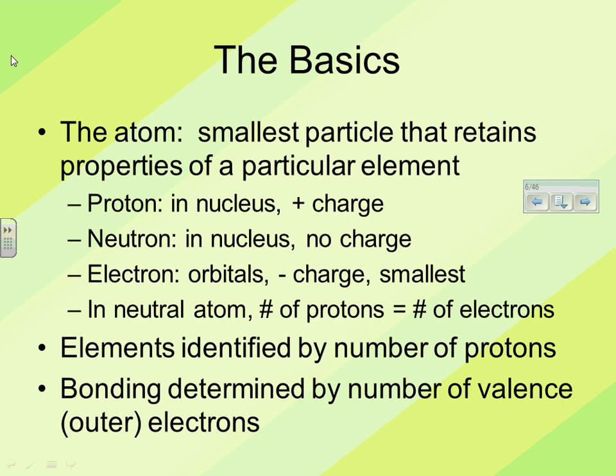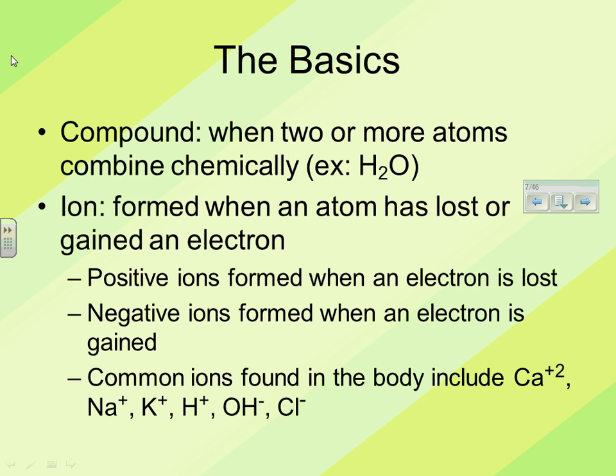And the way an element bonds is based on the number of electrons in its outer shell, its valence electrons. Elements that have the same number of electrons in their outer shell, the same number of valence electrons, bond the same, act the same, and fall in the same group, okay? Now, when 2 or more atoms bond together, that's called a compound.